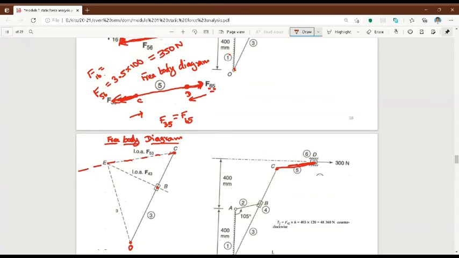You just draw like this. Okay, this is the line of action of F53. We don't know exactly how to draw it, but you just extend it.